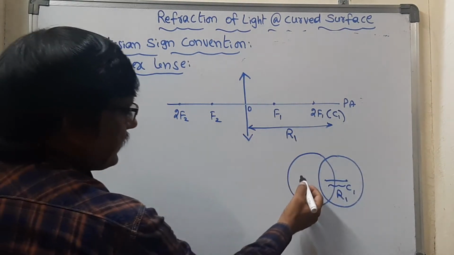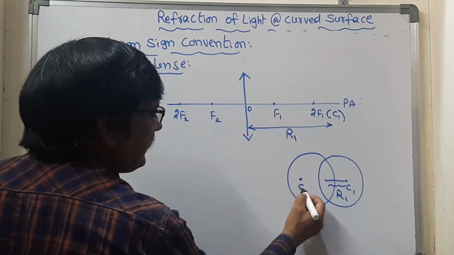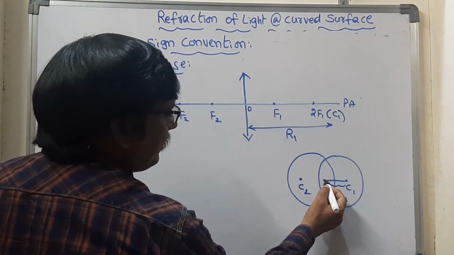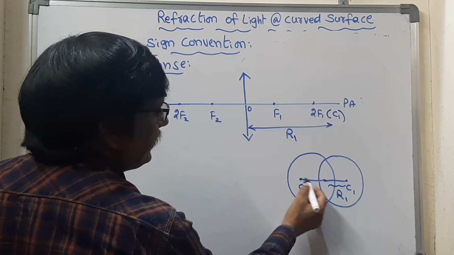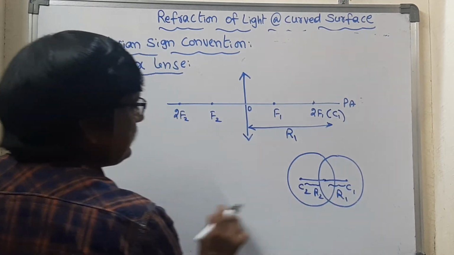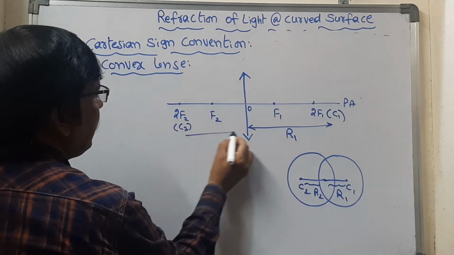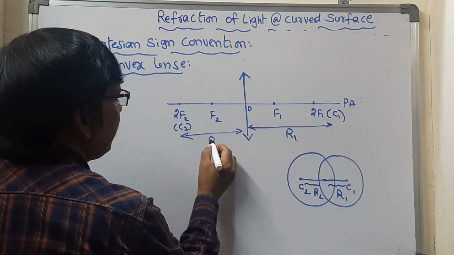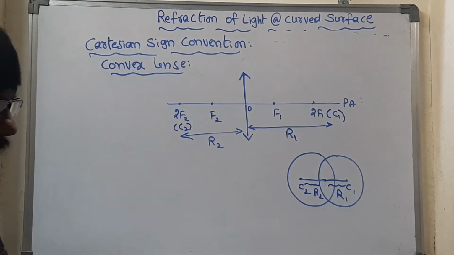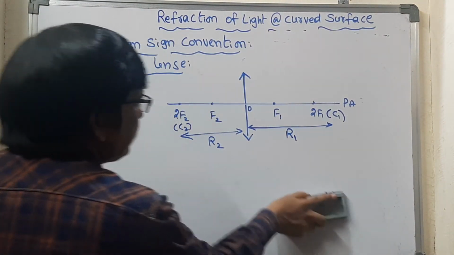Okay, and the second one, when this surface is made of another circle, right? This circle has a center, which we assume as C2, and the distance between the center and any point is the radius of curvature of the second sphere. So this is C2, and the distance between these two we call the radius of curvature R2. This part, I hope we understood. Okay, that's good.